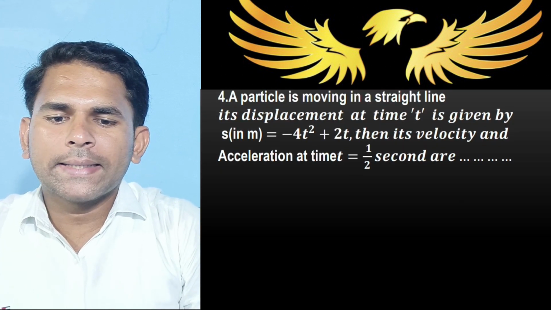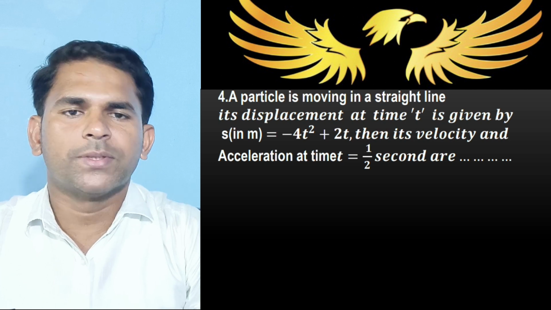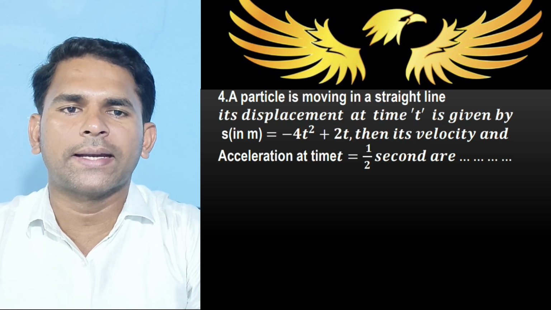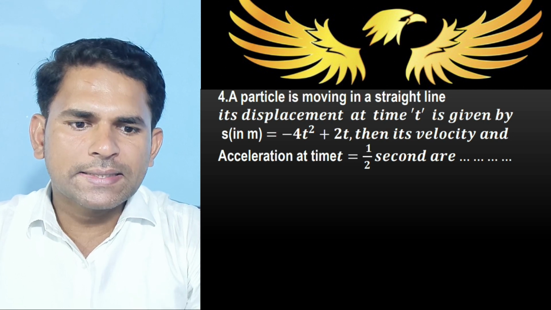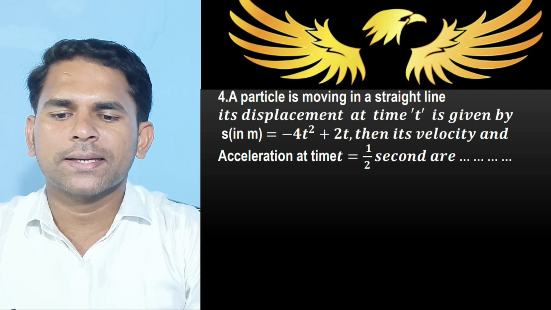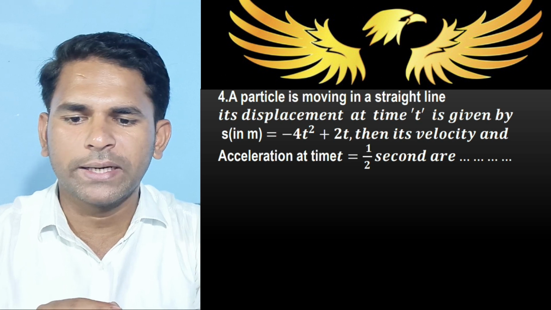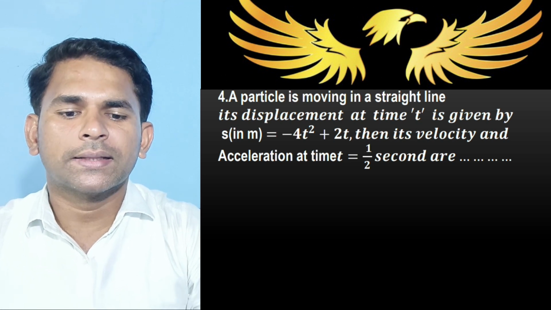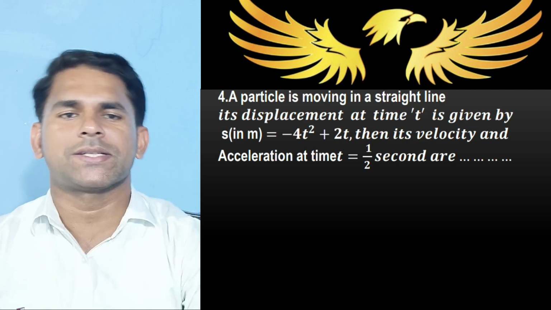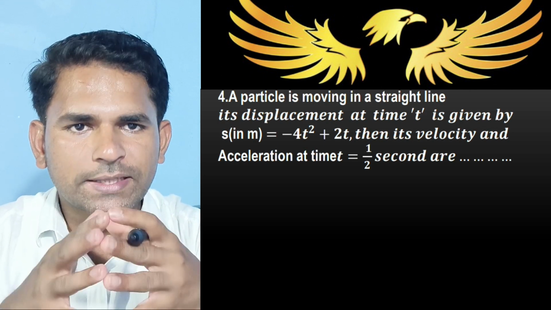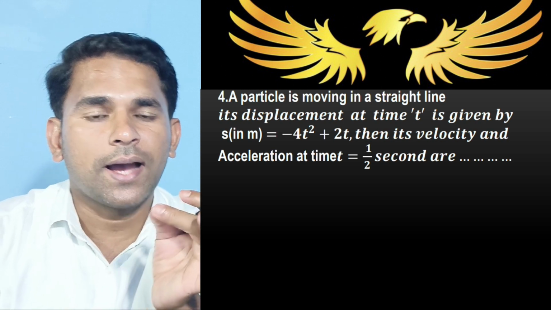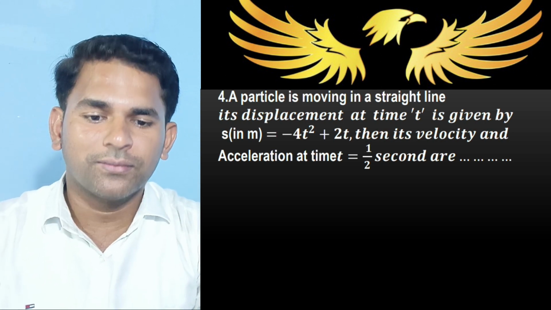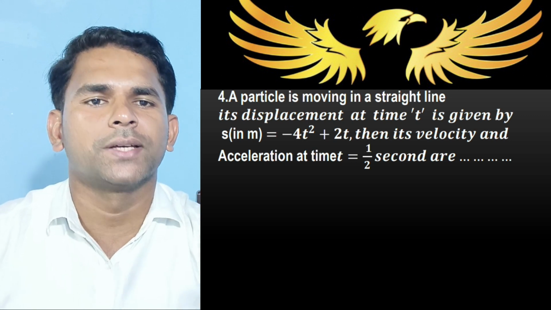A particle is moving in a straight line. Its displacement at a time t is given by s, the symbol of displacement in meters, equals minus 4t square plus 2t. Then find its velocity and acceleration. It is a similar question. The displacement equation is given. They are asking for velocity and acceleration when the time is half a second.